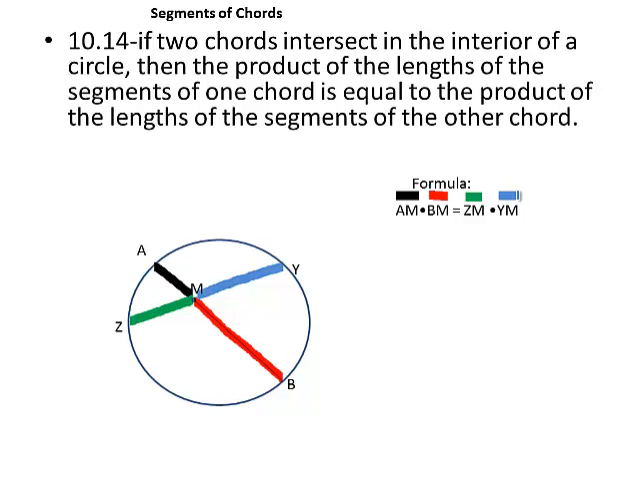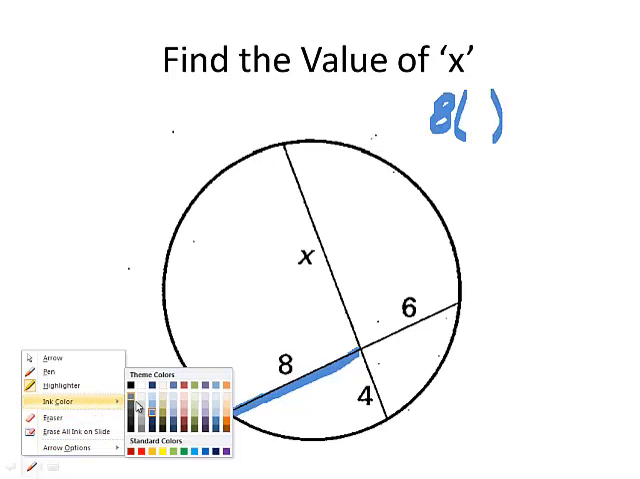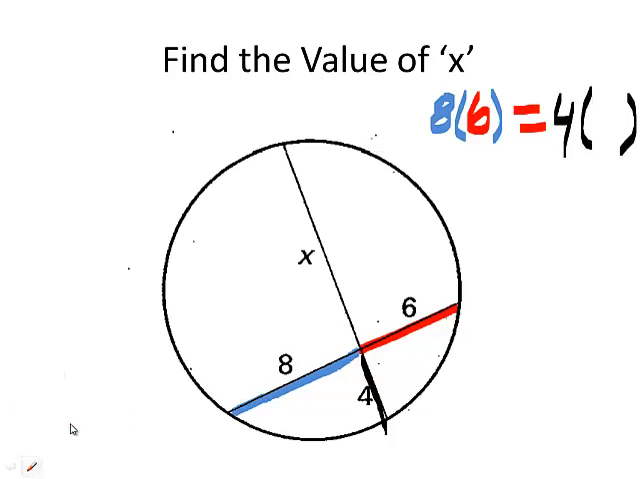So, with this, let's do an example. In this, you have to identify what your two segment lengths are for each one of the chords. So I'm going to do this first one here. I have segment length of 8. I have to times that by the next segment length of that chord, which is going to be 6. You multiply those two together. That should be equivalent to the other chord, which is split up into two parts. So we can have 4 times the other chord length, x.